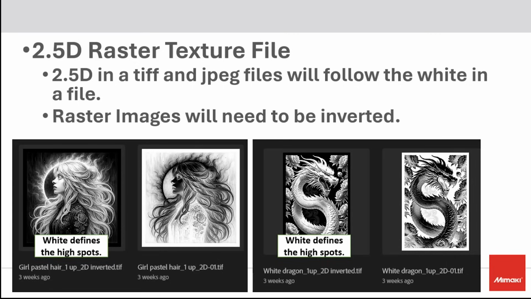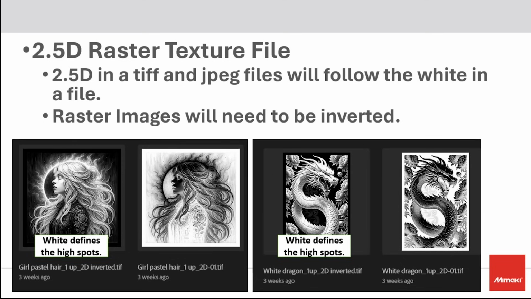But I want you guys to be aware that the way that RasterLink deals with a TIFF file or a raster image file is different than what it does when it is using a PDF file. And that's what we're going to go over right now. So this is the 2.5D raster texture file. And these are some of the files that are included in the files that we are giving you.